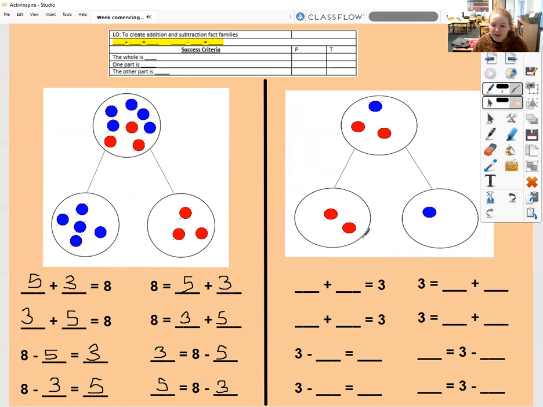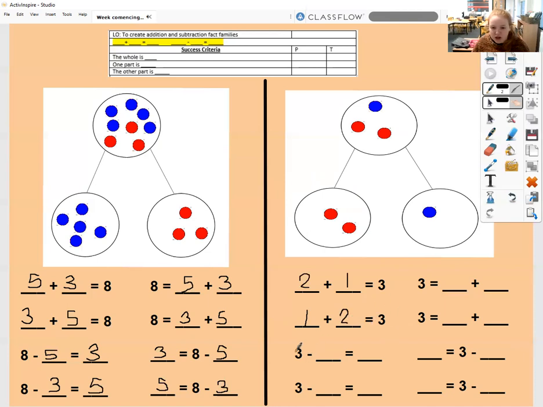Fantastic. Okay, let's have a look at this one then. We know that our whole is 3, and it's an addition number sentence, so we're going to say that our first part is 2 plus our remaining part, which is 1, equals our whole, which is 3. We're going to do the fact family for that number sentence. Instead of starting with 2, we're going to start with this part, which is 1. So 1 plus our other part, which is 2, equals our whole, which is 3.